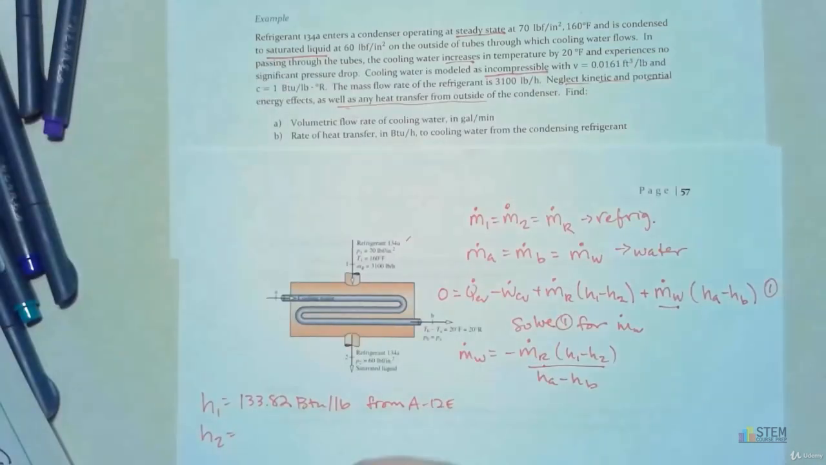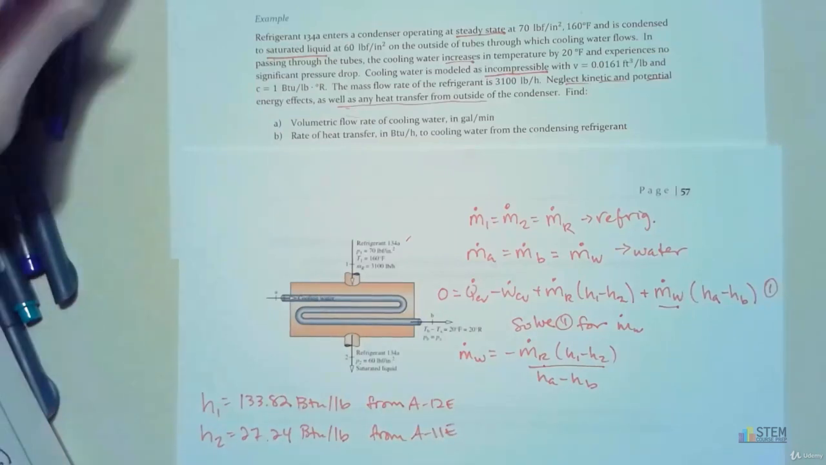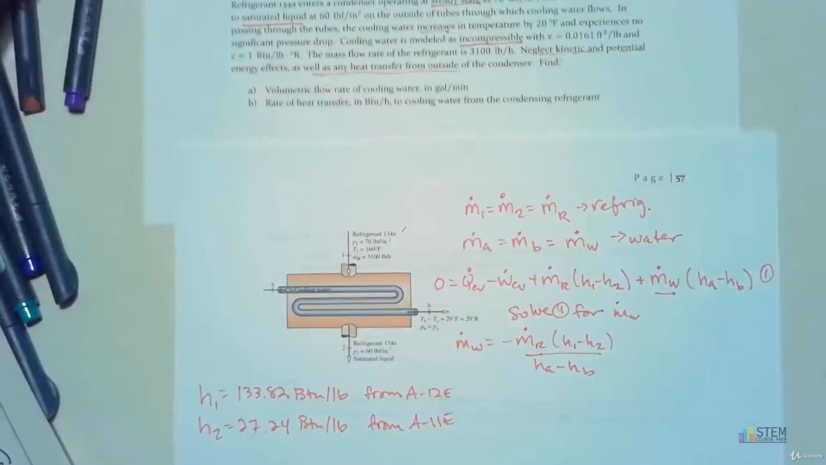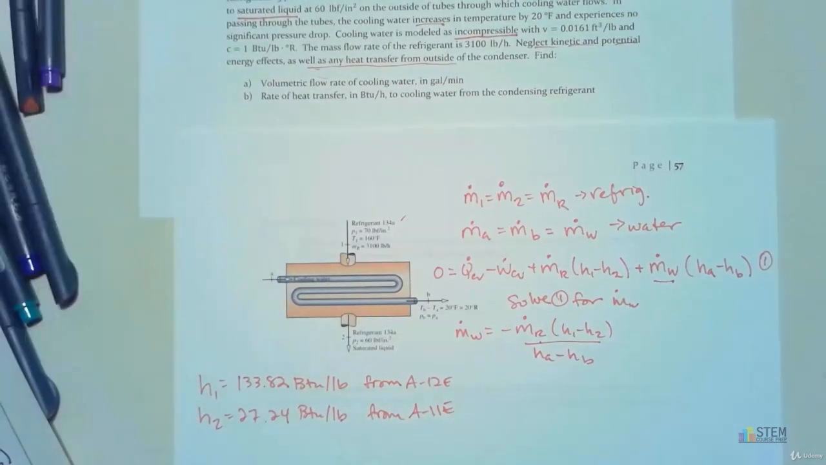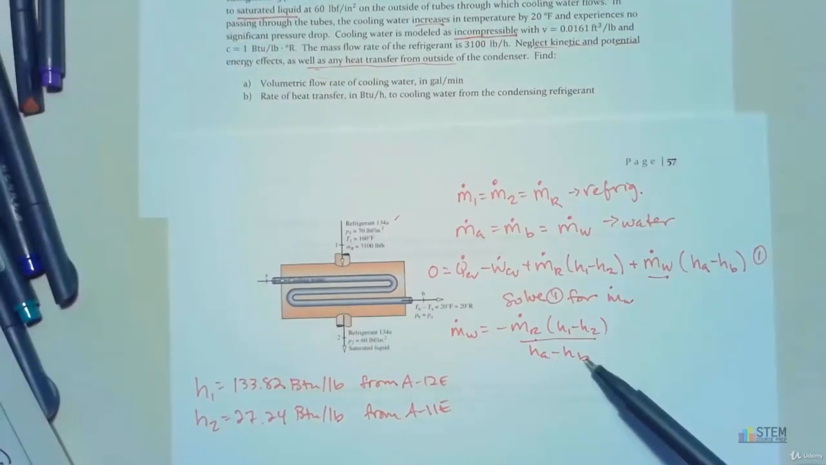Notice that's saturated liquid. That's that F point on that vapor dome. All right, so we write down 27.24. It's BTU per pound, and that's from table A11E. Now we got that figured out. The cooling water, we need to find HA and HB.